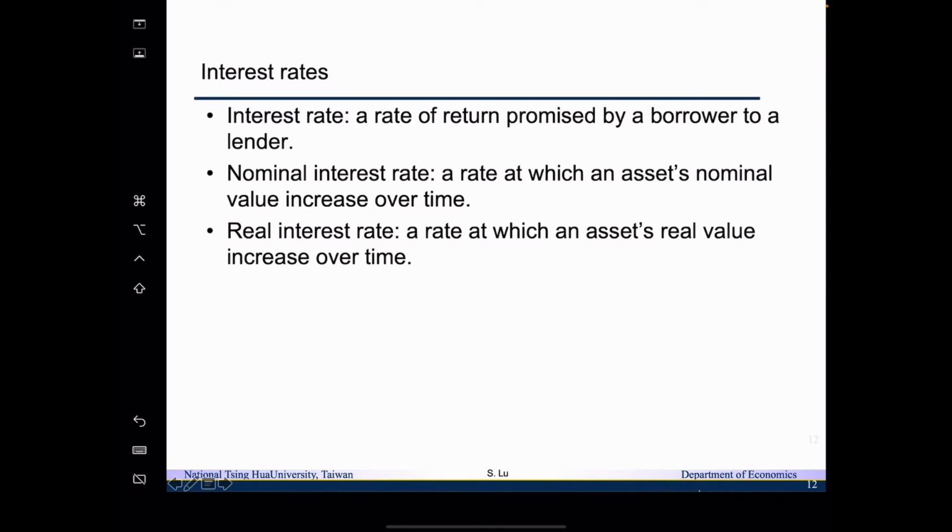If the inflation rate is 5%, then it means that the apple price will increase by 5%. Then last year, when you buy 10 apples, you need to pay $100. But now, after a year, when you buy 10 apples, you are going to pay $105. So the nominal interest rate is 5% in this case, but the real interest rate that you get is 0%.